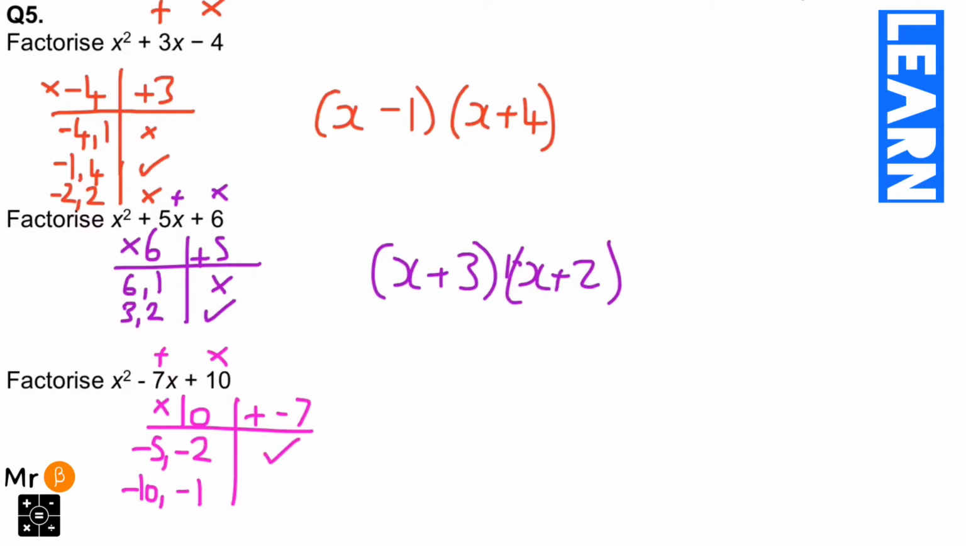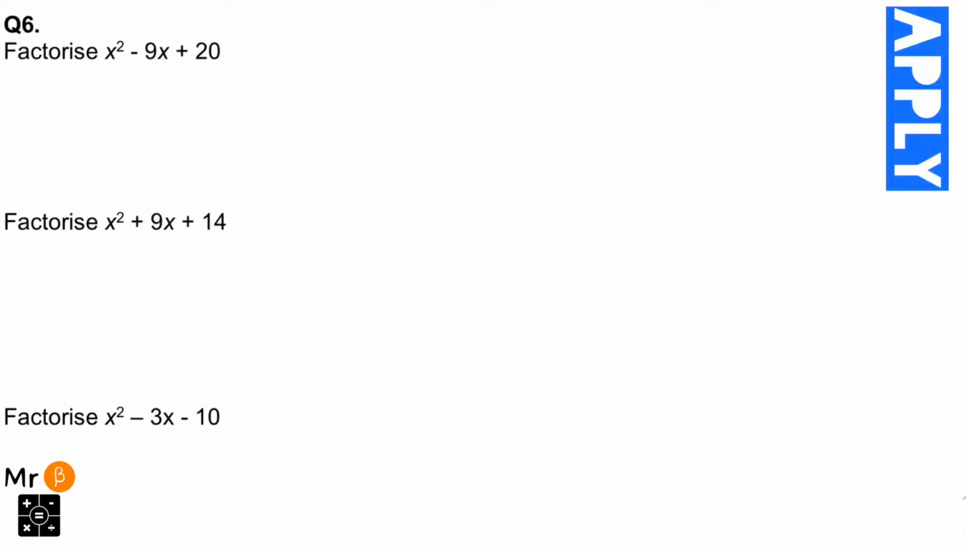Let's rule out this last one. -10 subtract another 1 is -11. So therefore our solution is x minus 5, x minus 2. Now is the chance to pause the video if you would like to have a go at these before I work through them.